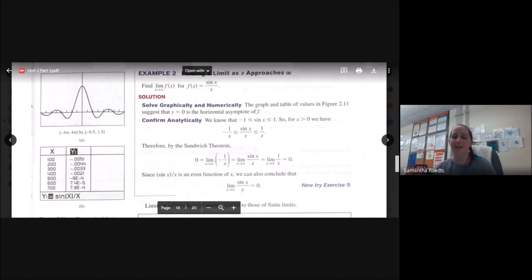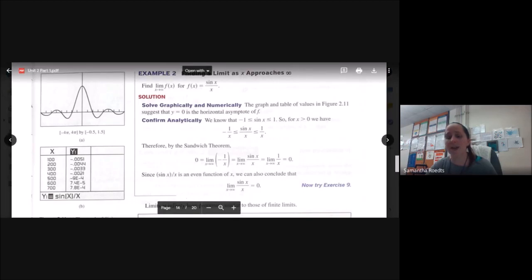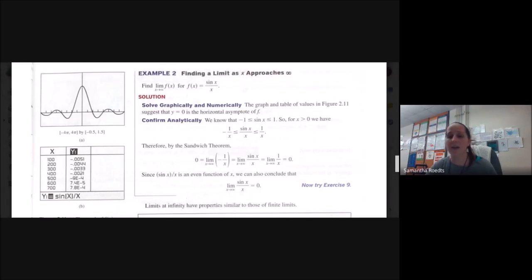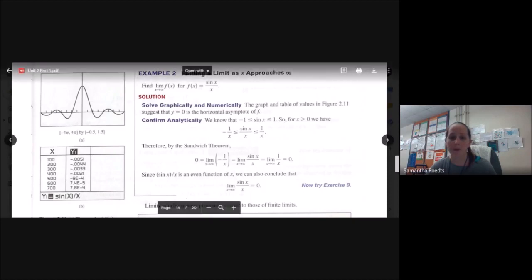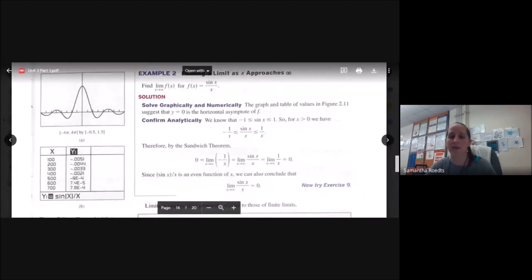You can confirm it analytically by using the sandwich theorem. So we know that negative 1 is less than or equal to sine x, which is less than or equal to 1. So for x greater than 0, we have negative 1 over x is less than or equal to sine x over x, which is less than or equal to 1 over x. The original function was sine x over x, so I just divided the negative 1 and the positive 1 on either side by x to make it similar.